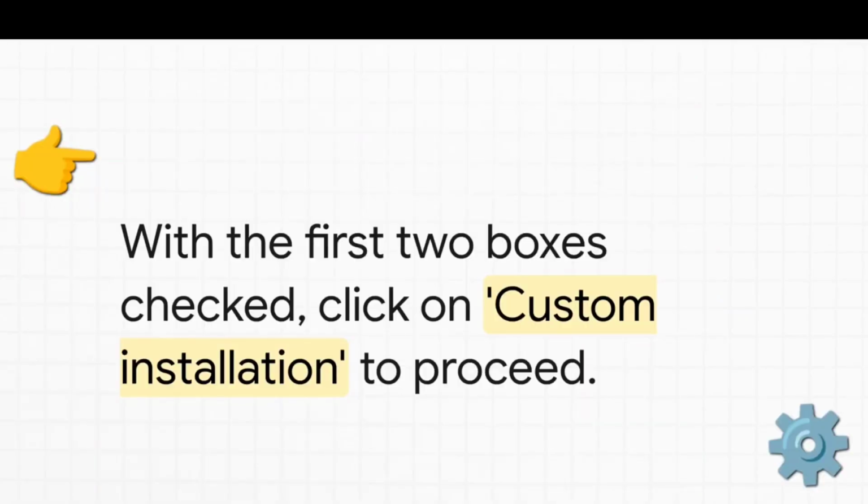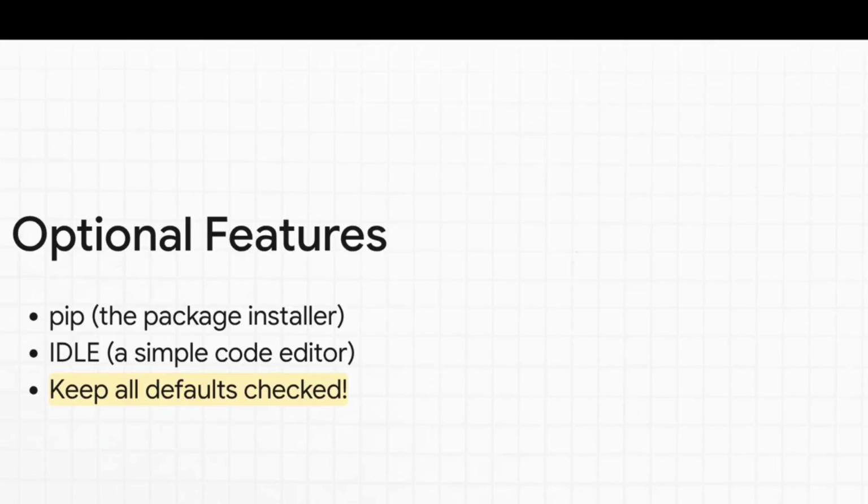All right, with those 2 super important boxes checked, we're now going to click on Custom Installation. This just gives us a little more control to make sure everything's set up perfectly, especially for all users on the computer. Okay, this next screen is for optional features. And honestly, the defaults here are perfect. You get pip, which is the package installer you'll definitely need, and IDLE, a simple little editor to get you started. So no need to overthink this one. Just leave everything checked and click Next.